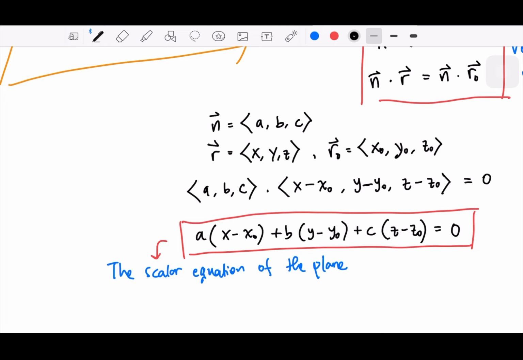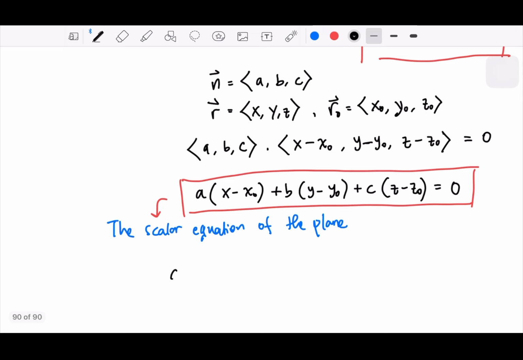Now another form that we can set up from these equations, for example, if somehow we have some numbers and we can simplify this equation. This equation can be written as ax plus by plus cz plus d equals 0. Now this is called the linear equation of plane.